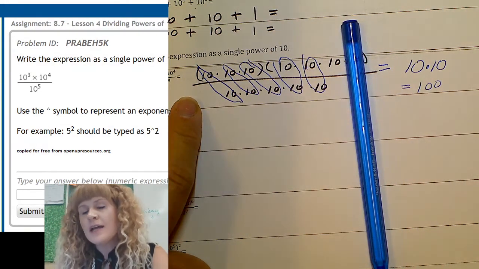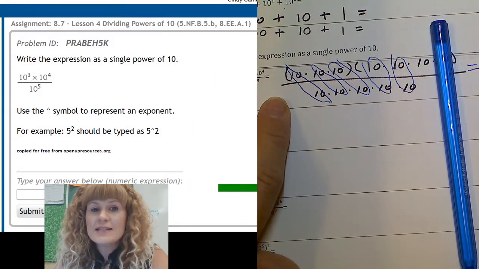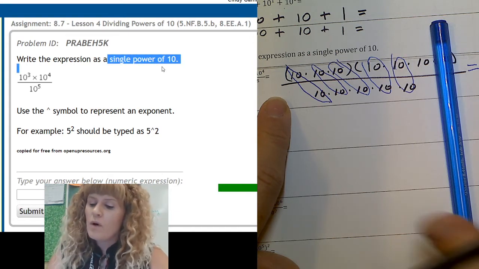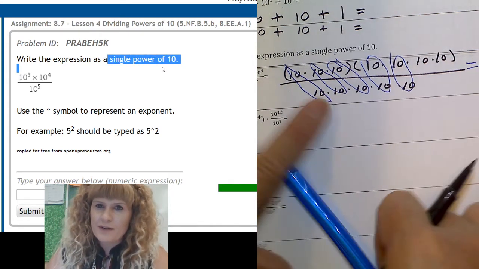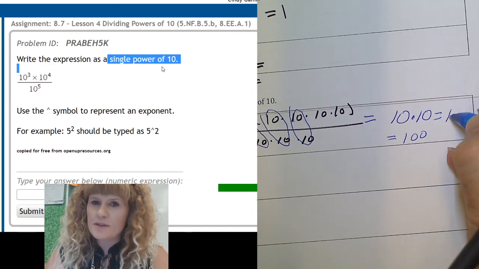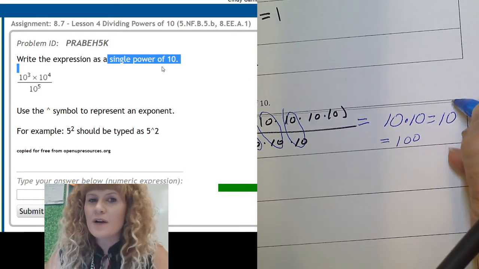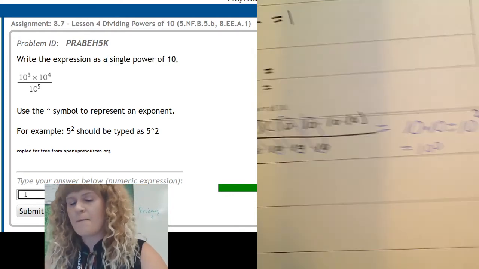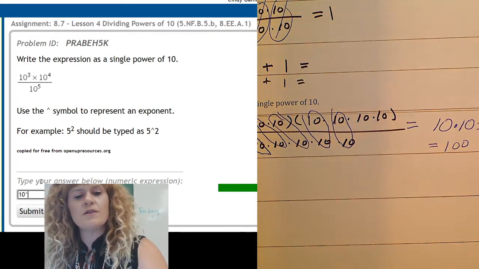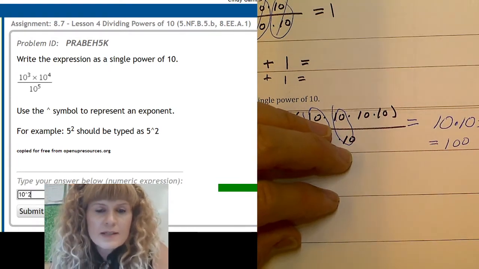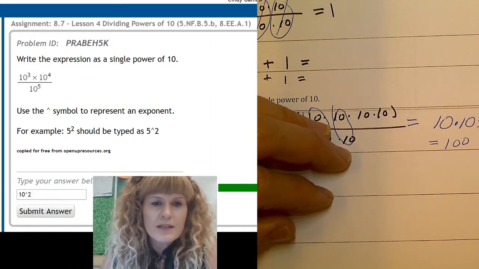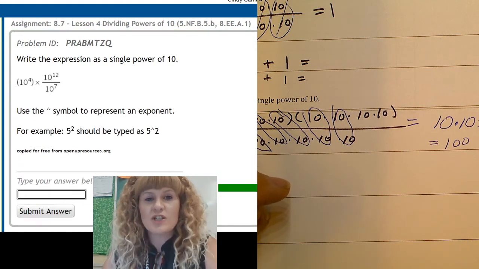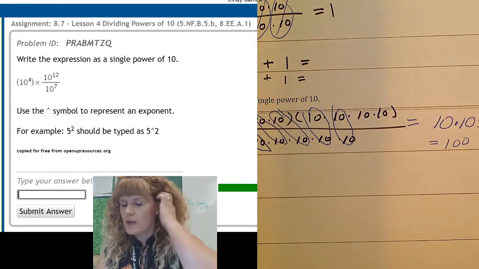However, it didn't ask for the number 100. It said, write it as a single power of 10. Well, okay, so forget about that 100. 10 times 10 equals 10 to the power of how many repeated multiplications? 2. 10 to the 2nd power. You need to enter your answer using the caret symbol. Because in computer language, the caret symbol means to the power of. You'll find that on your keyboard, number 6. Shift 6 is the caret symbol. Go to the next problem.